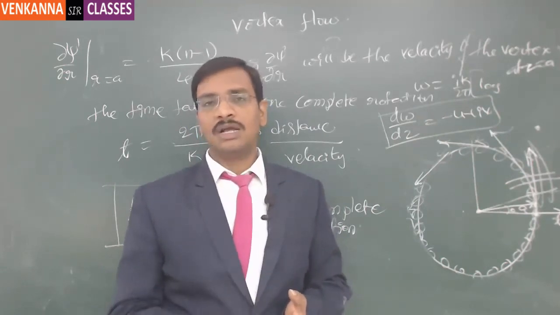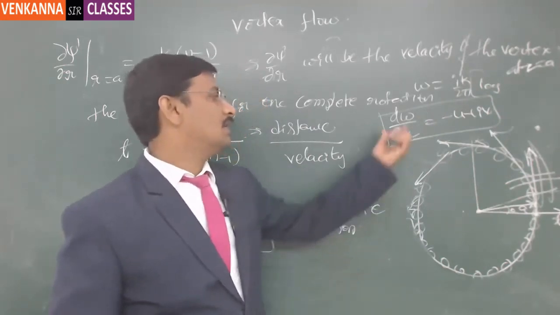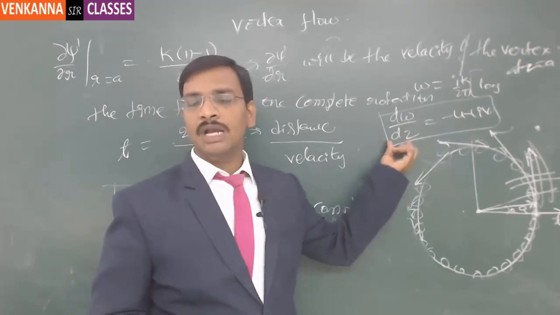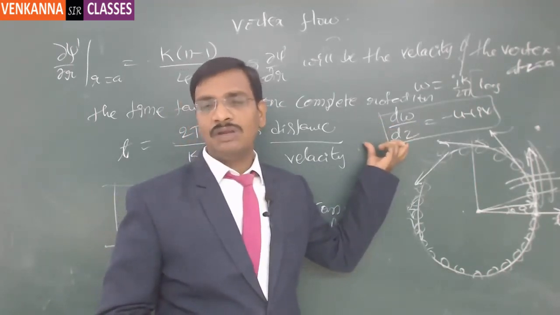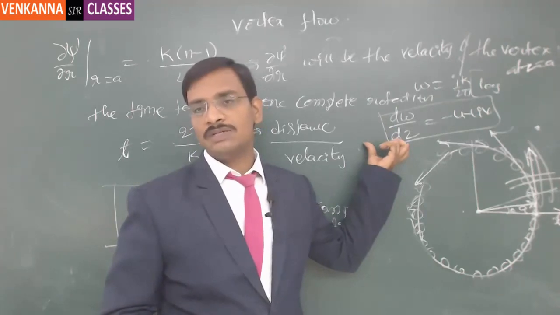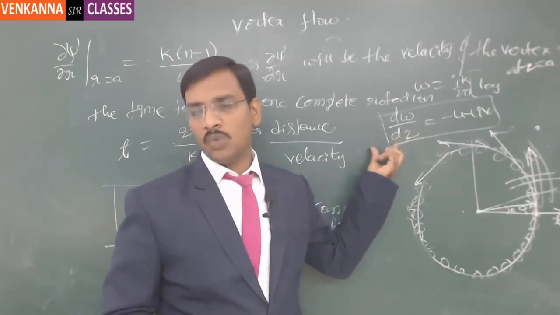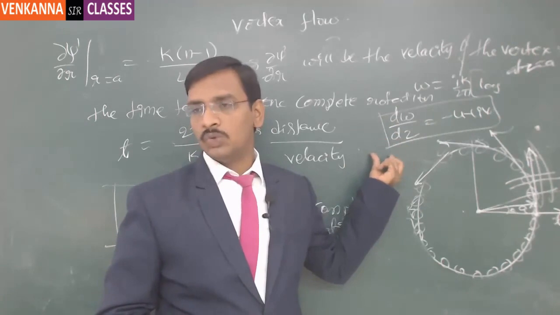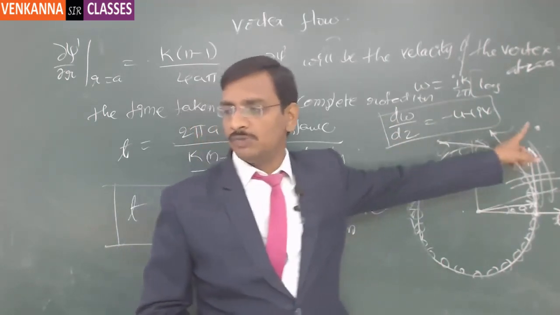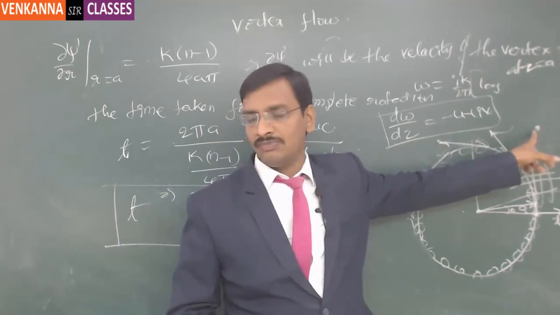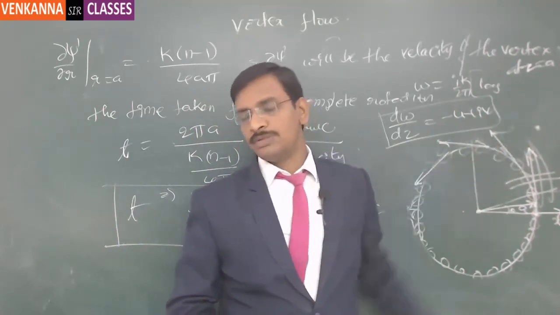But rather than that, I found an easy approach, that is dw/dz into dw̄/dz̄. If you multiply these two, it will give in one line the velocity square value, q square value, and the entire complexity will go for a toss. That way you can find the velocity of this fluid particle that was randomly selected.